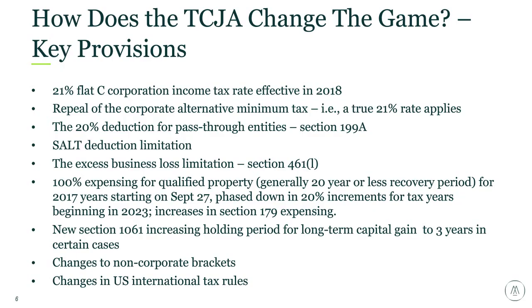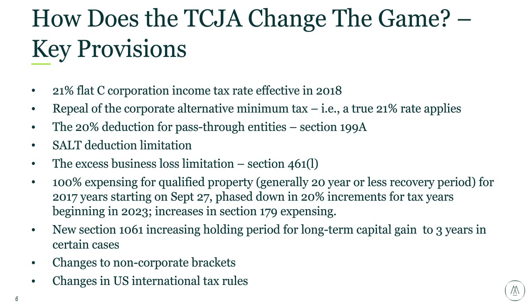So, as we mentioned earlier, the Tax Cuts and Jobs Act really did change the game in a lot of ways in determining whether you should be a flow-through entity or a C-Corp. One of the biggest changes, obviously, was a reduction from 35% to a 21% flat tax rate for C-Corps. It also applies to professional service corps. There are no graduated rates, and the AMT is repealed for corporations.